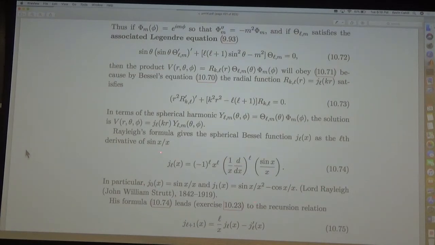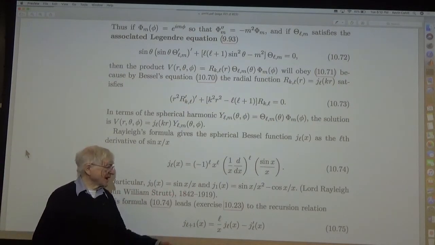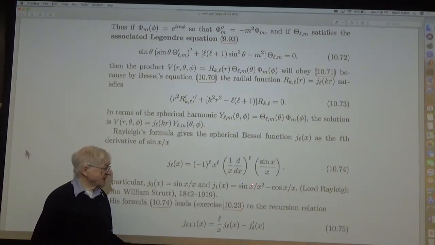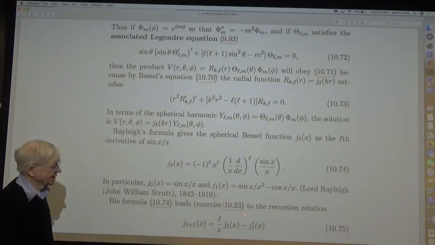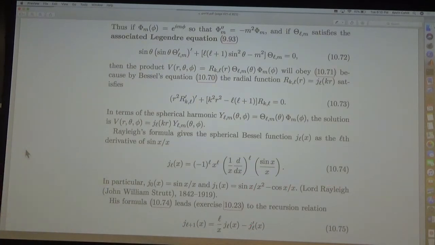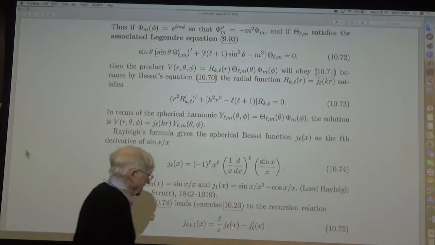Anyway, he derived these formulas for the spherical Bessel functions, and you can see you just take sine x over x and differentiate it L times, and that gives you the spherical Bessel function. And so j0 is sine x over x, j1 is sine x over x squared minus cosine x over x, and you then get a recursion relation like this.